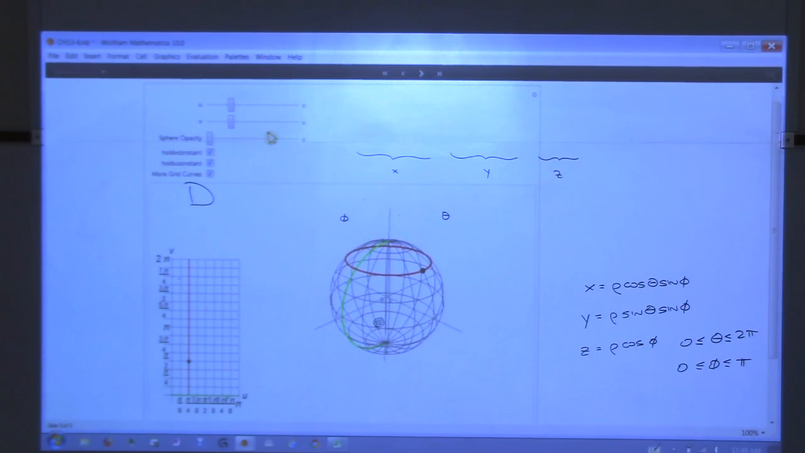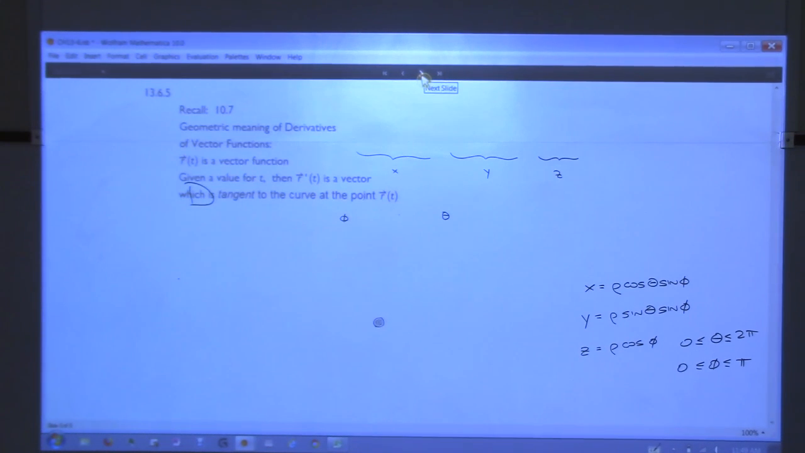Grid curves don't have to be closed. The only reason that is closed here is because it has sine and cosine in it.